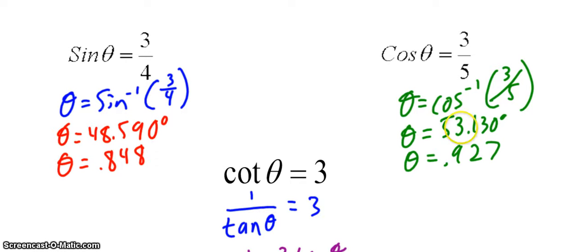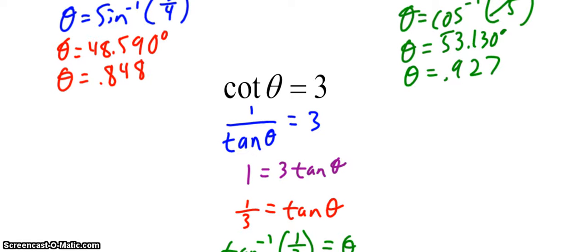Alright, so hopefully you got the cosine. In degrees, theta is 53.130 degrees. In radians, it's 0.927. And all I did was I typed in my calculator cosine inverse of 3/5. And I just made sure I was in degrees for the degrees and radians for the radians. Great.